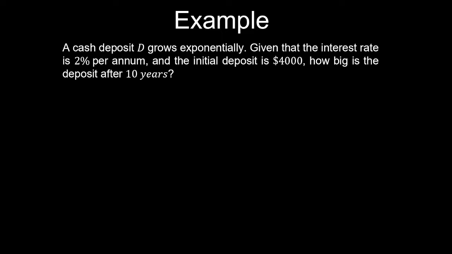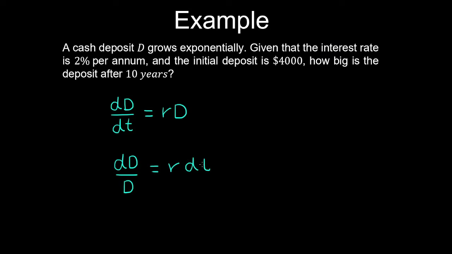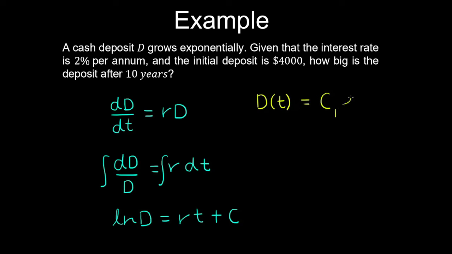A cash deposit D grows exponentially, so we recognize that the rate of change of the deposit with respect to time is proportional to the deposit. And therefore we can separate the variables and integrate both sides. So what we get is the natural log of the deposit is equal to the rate by time, plus a constant of integration. So therefore the deposit as a function of time is equal to e to the rt by e to the c, which is just some constant multiplied by e to the rt.